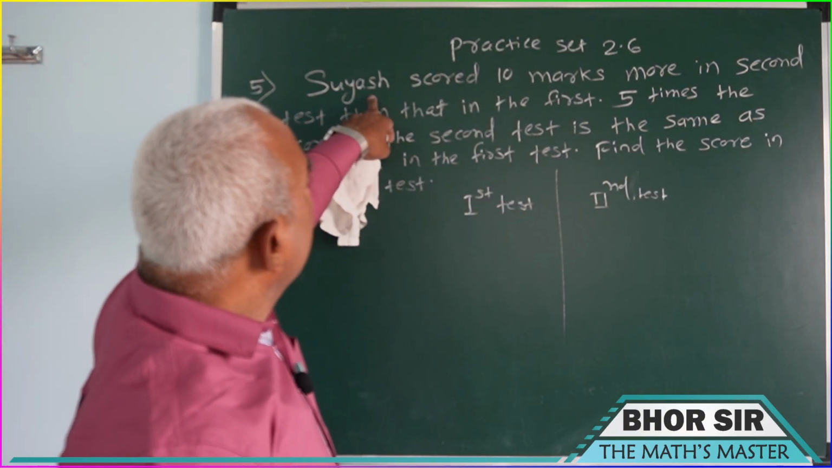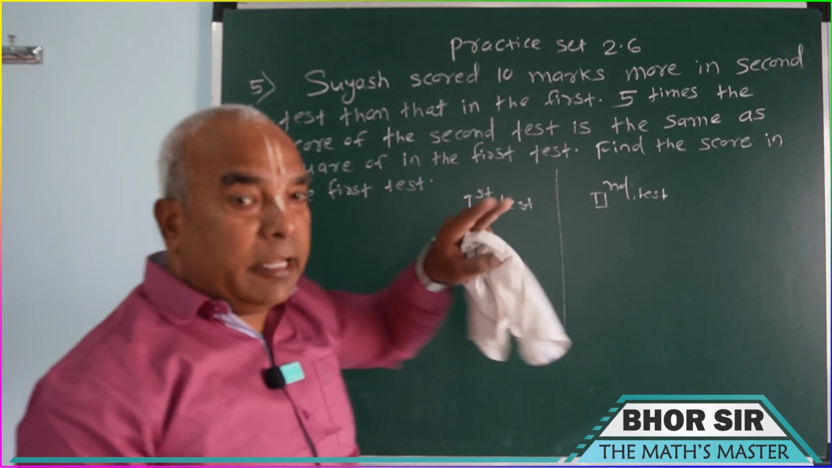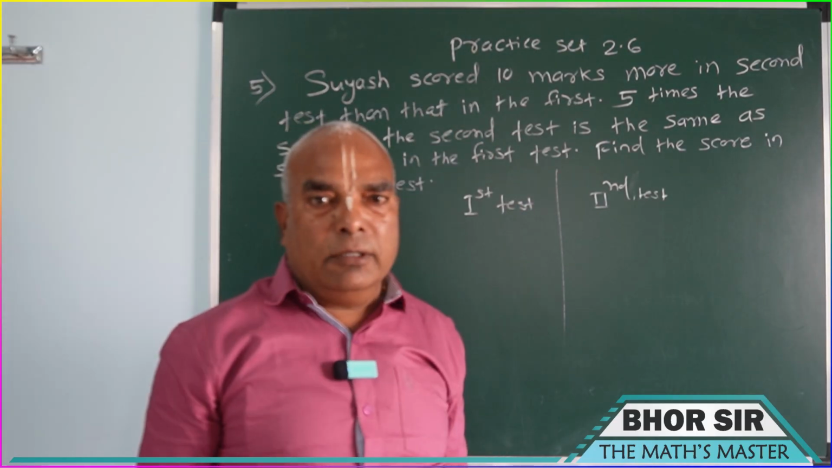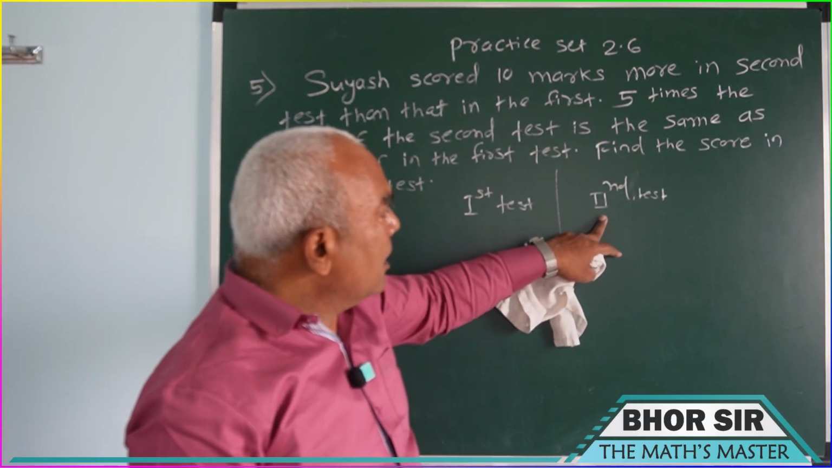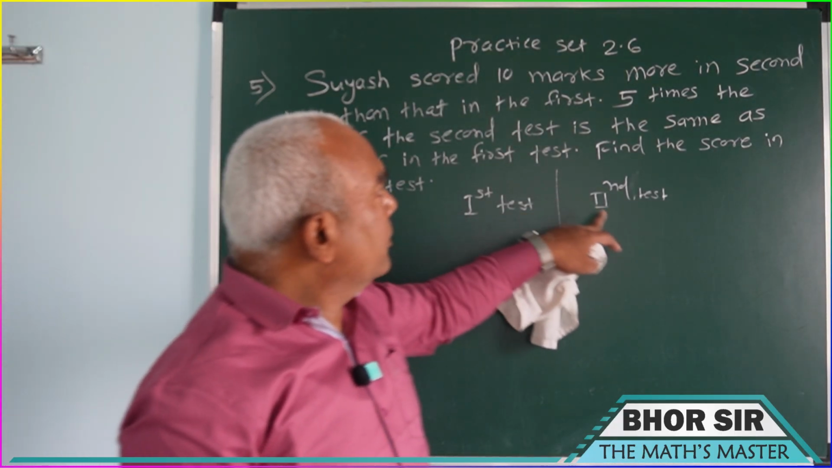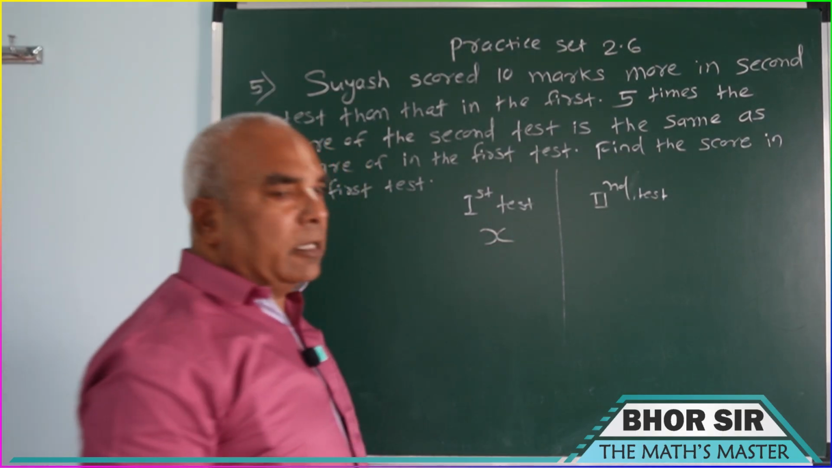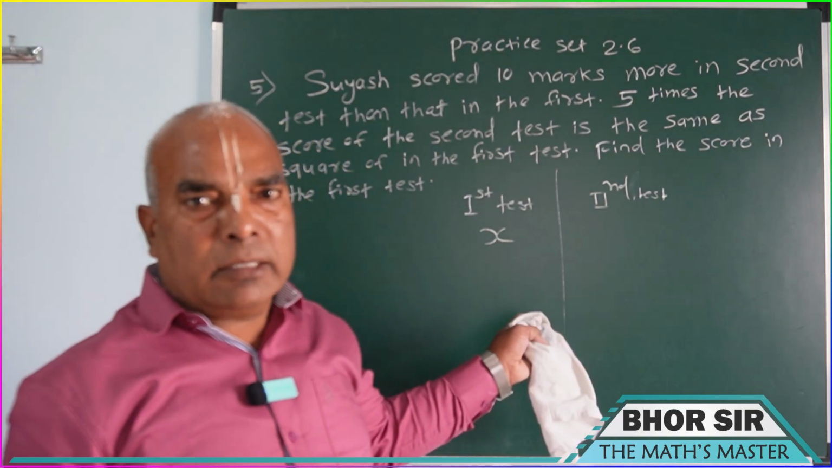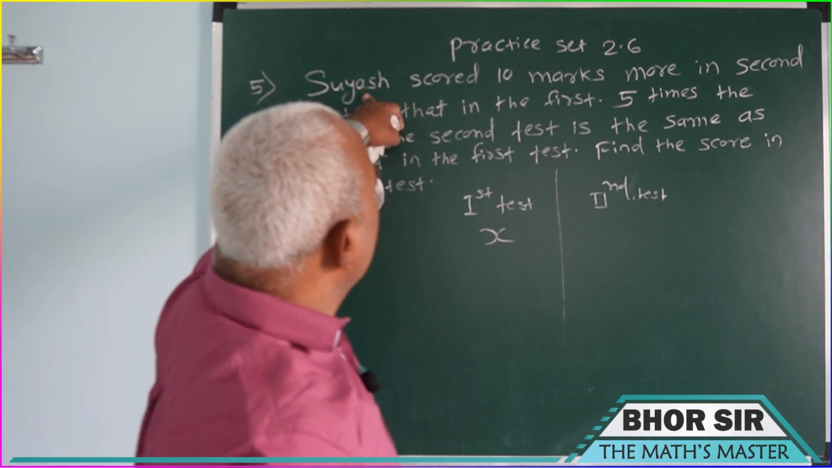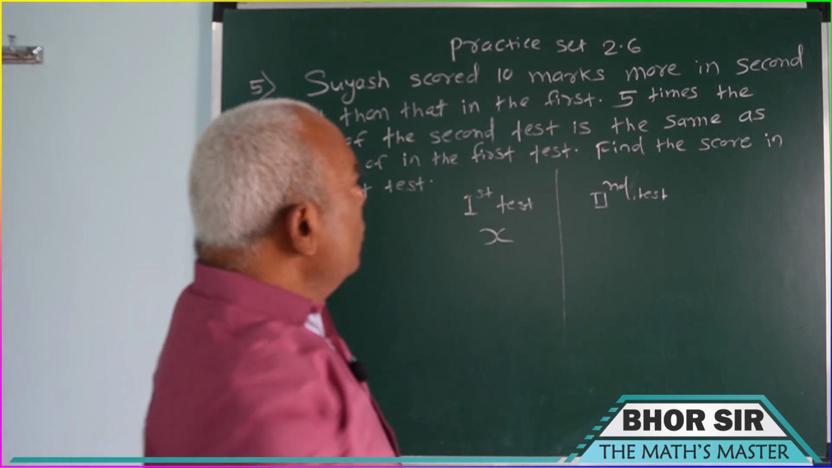Suya scored 10 marks more in the second test than in the first test. It means the second test marks depend on the first test. How much did he score in the first test? 10 will be more in that. Therefore, we should say he scored x marks in the first test. The second test will be x plus 10. So he has scored 10 marks more in the second test. Only 10 marks more.